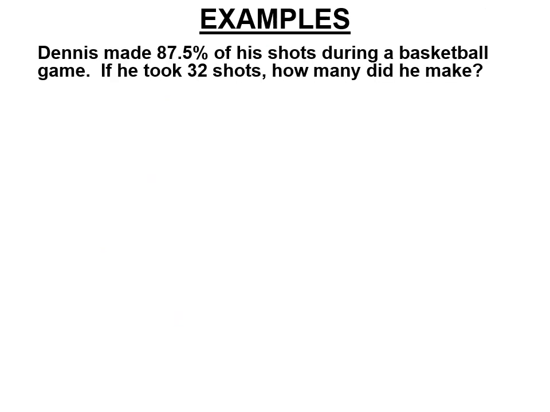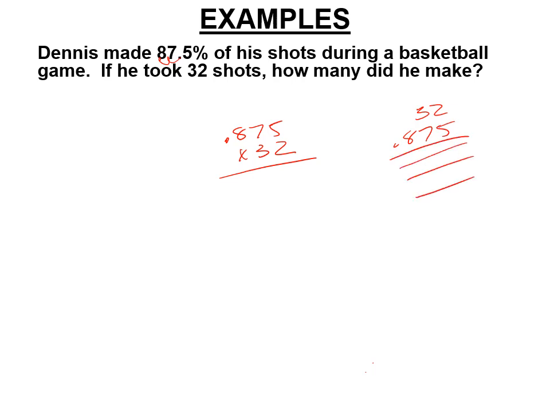Dennis made 87.5% of his shots during a basketball game. If he took 32 shots, how many did he make? All right, so we're going to move the decimal twice. Now notice here, this time, I'm going to put the 0.875 up top. Why? Because it has more digits. By the way, you can multiply this way. You get 3 rows, and it's more likely to make a mistake. But if you do it correctly, you get the correct answer. But typically, we put the one with more digits on the top.